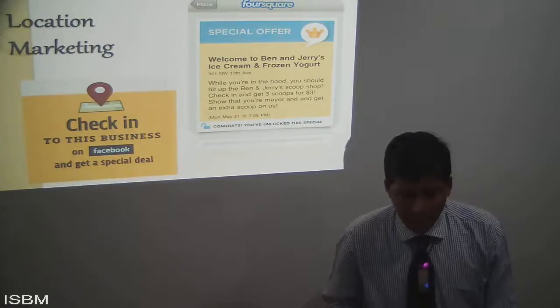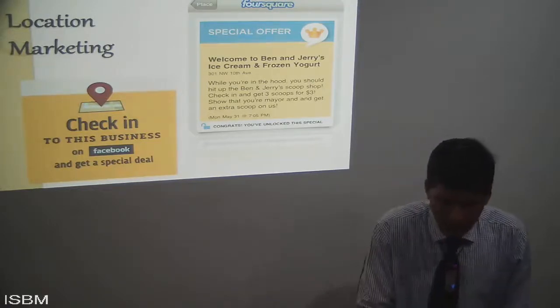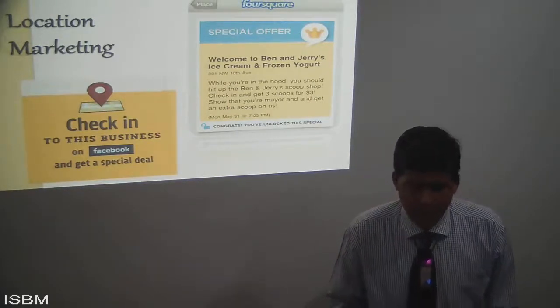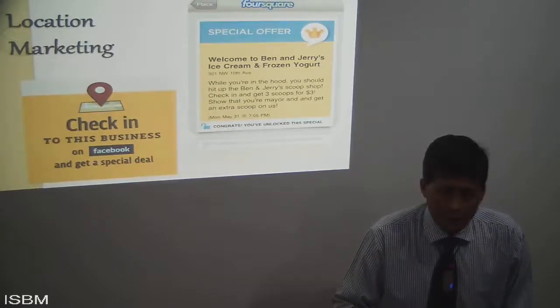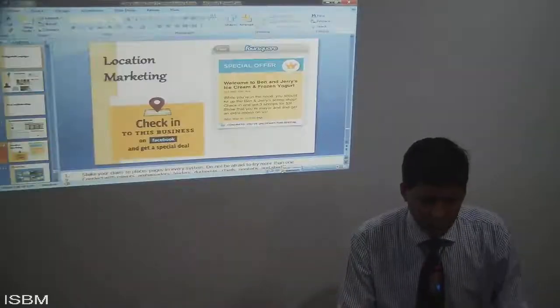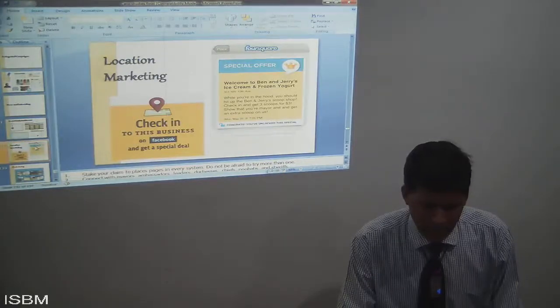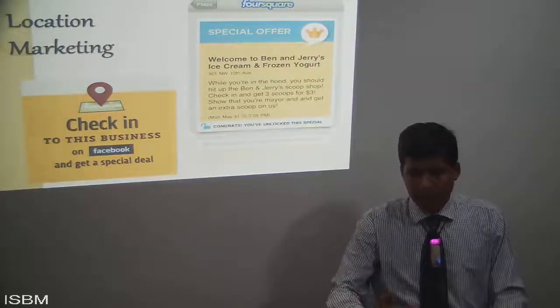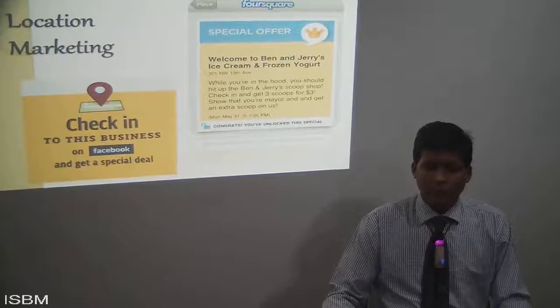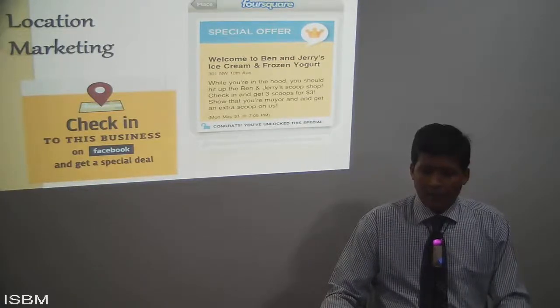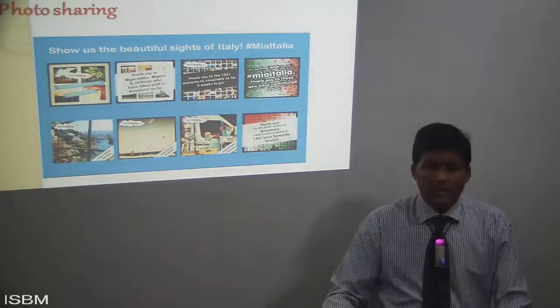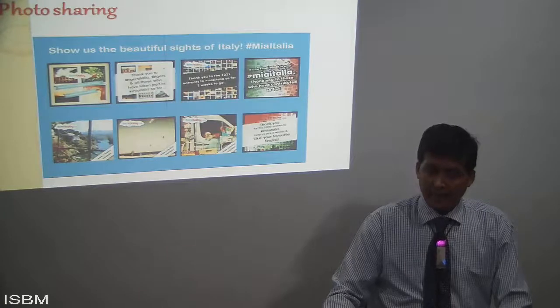The location marketing. When we say location marketing, it's about checking in this business on Facebook and getting a special offer. So here we put in location marketing in the category as well to showcase where it's available. For example, it's here, welcome to Ben & Jerry's ice cream and frozen yogurt. Now this could be tagged and linked up to Facebook as well. Or it could be photo sharing, wherein show us the beautiful sights of Italy.